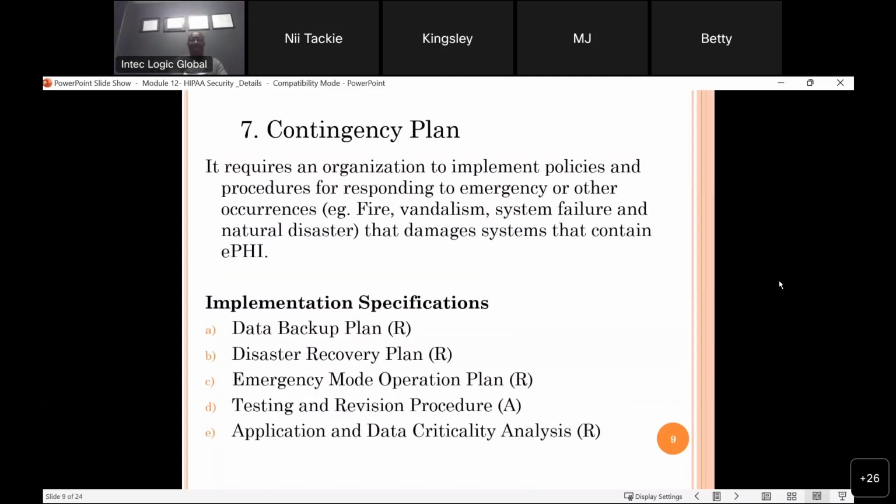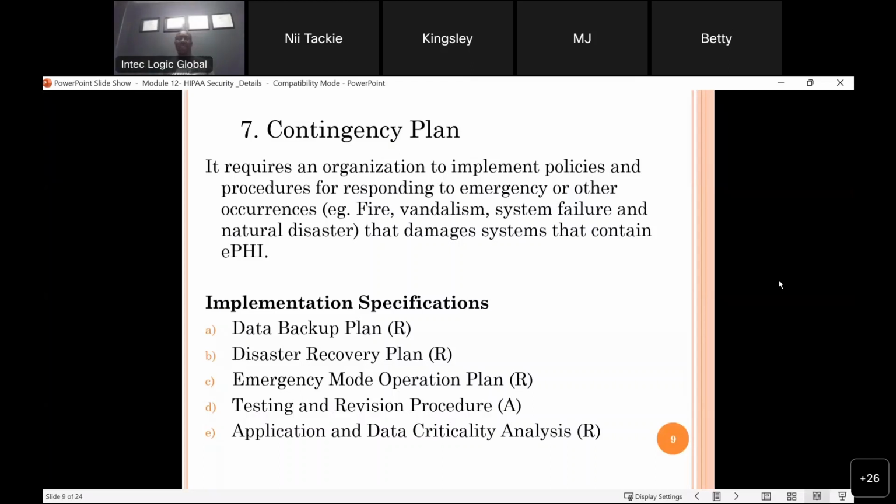Contingency plan. It requires organizations to implement policies and procedures for reporting and responding to emergencies or other occurrences like fire, vandalism, system failure, natural disasters that damage systems that contain EPHI. Contingency planning, another name is what? Plan B, right? What plan B have you taken? An incident can cause you not to be able to provide services, but if you have a plan B, you continue to provide services to your clients.